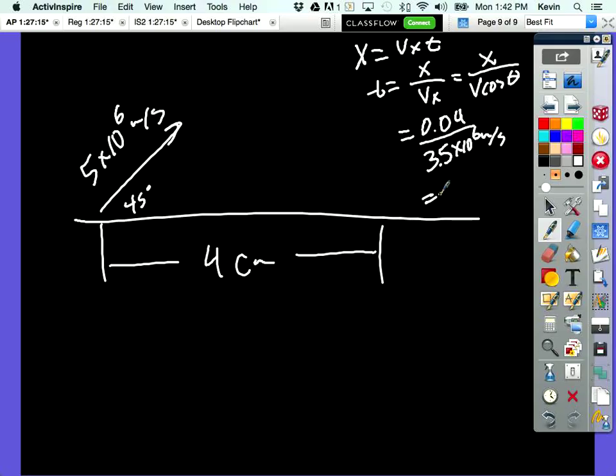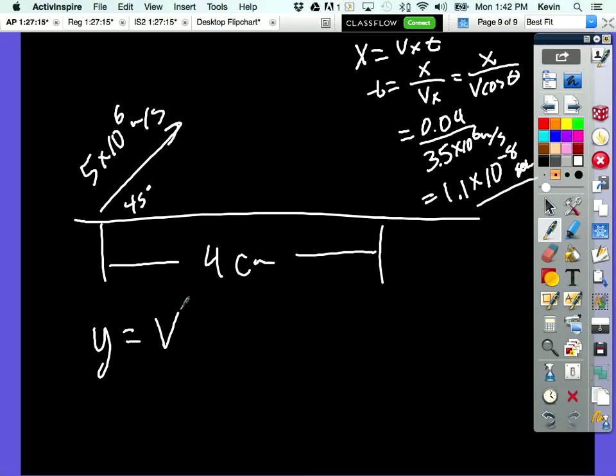What do you get? 1.1 times 10 to the minus 8 seconds. Okay, everybody cool with that? So now we know this.